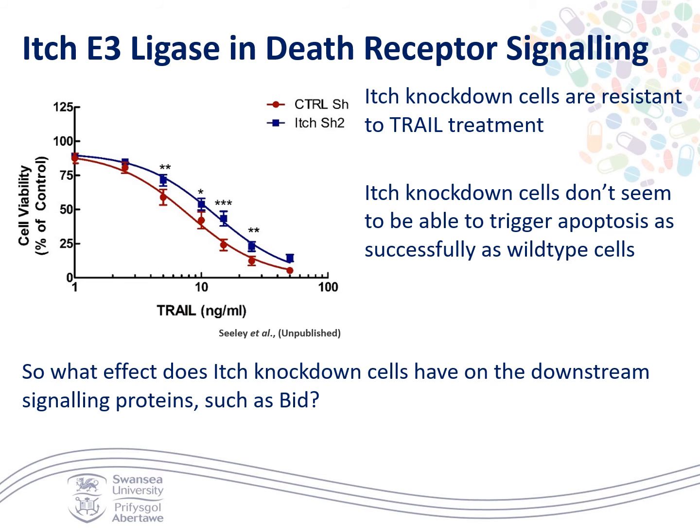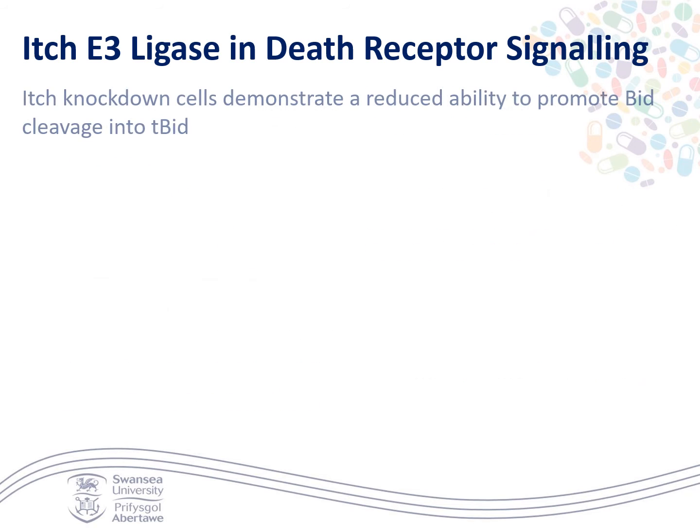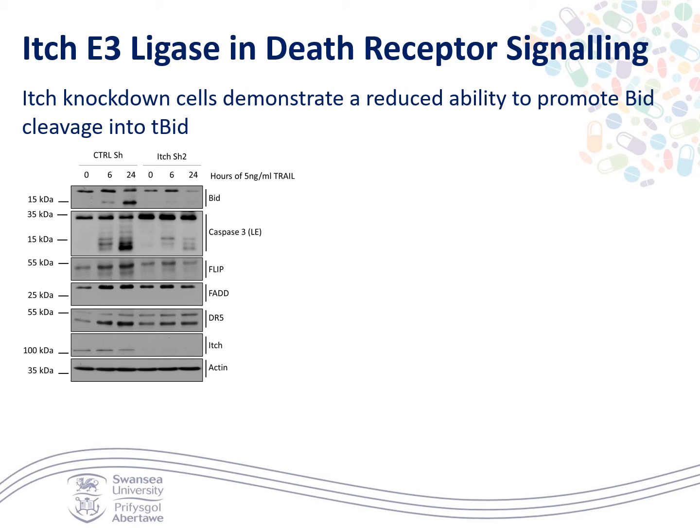So, what effect does ITCH knockdown have on other proteins involved in DR5 signaling, such as BID? Remember, BID is then converted to truncated BID to interact with BAX-BAK, acting as a molecular hole punch in the mitochondrial membrane to trigger mitochondrial outer membrane permeability. So ITCH knockdown seems to have an impact on the ability of cells to promote BID cleavage into tBID, and this makes sense as a downstream signaling effector of DR5.